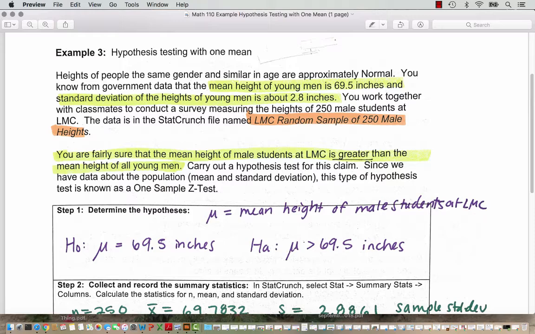You work together with classmates to conduct a survey measuring the heights of 250 male students at LMC. The data is in the StatCrunch file named LMC random sample of 250 male heights. So let's go into StatCrunch and find that file.